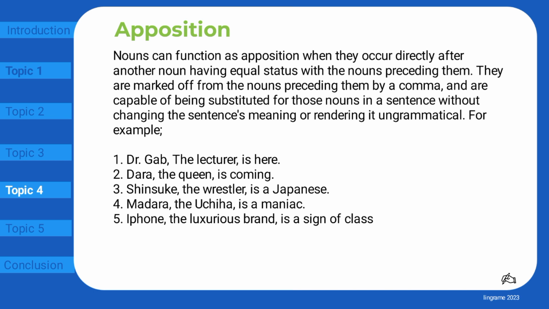For example, Dr. Gab, the lecturer, is here. Dara, the queen, is coming. Shinsuke, the wrestler, is a Japanese. Madara, the Uchiha, is a maniac. iPhone, the luxurious brand, is a sign of class.